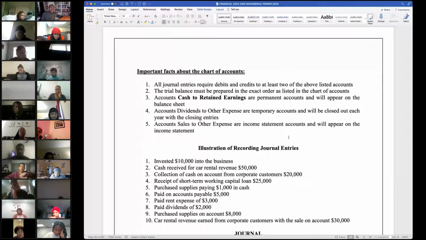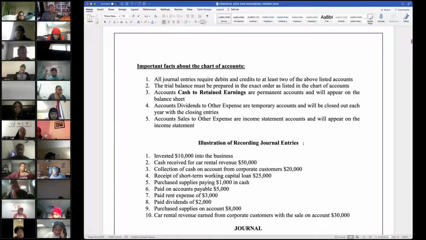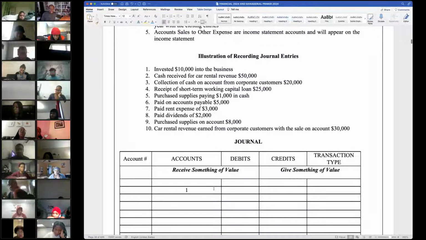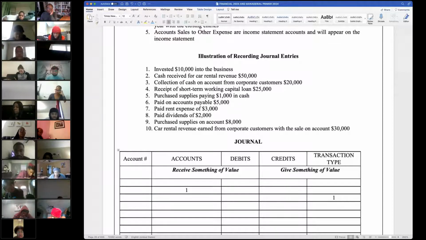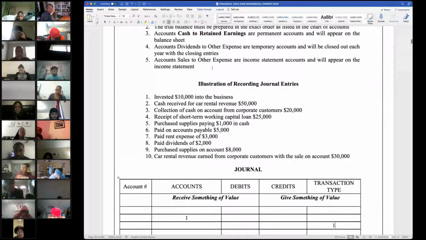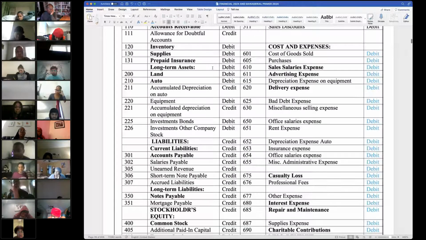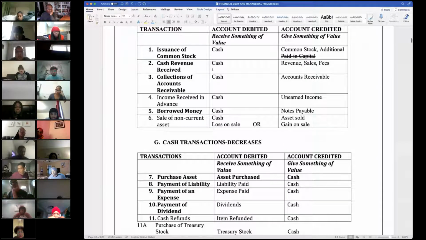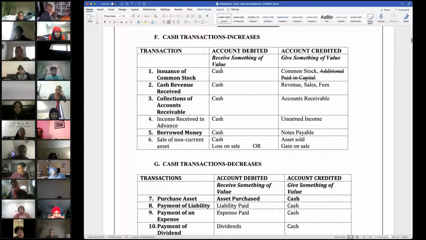And what type did we say that was? On transaction one, when we invest money in the business, when we start the business, what is our type? One. That is a type one. When we go to type one, what does it tell us? Let's go to type one. It tells us that when we issue stock, we need to debit cash and credit common stock. Okay. So that's what that's telling us.